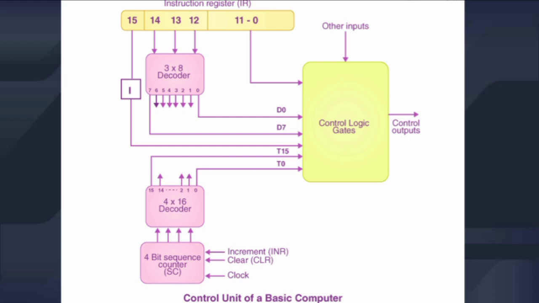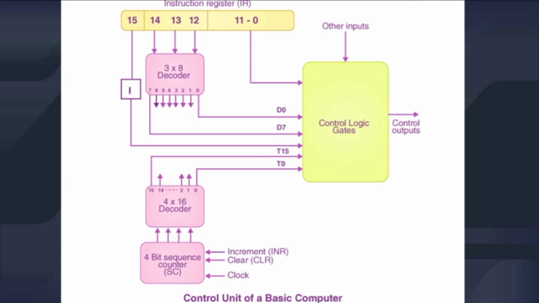We have an instruction register which is 16 bits, of which the first 12 bits, from 0 to 11, are there for storing the address of the operand, meaning the value on which the operations are going to be executed. Then bits 12 to 14 specify the opcode, which indicates which operation to execute. And the last bit, the 15th bit, indicates whether it is a direct or indirect addressing mode. As the opcode is stored in 3 bits, it can take 8 values from 0 to 7.